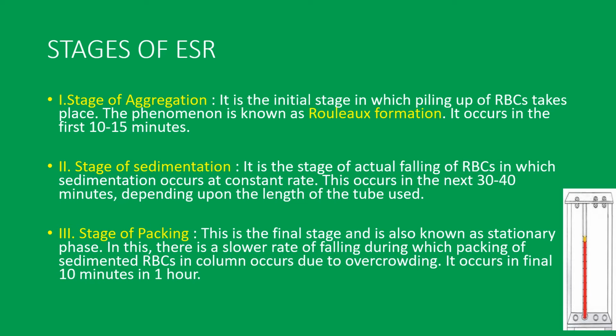The next stage is your stage of sedimentation, the stage of actual falling of RBCs, in which sedimentation occurs at a constant rate. This occurs in the next 30 to 40 minutes, depending upon the length of the tube used. And the last stage is your stage of packing, which is also known as your stationary phase. At this point, there's a slower rate of falling, during which packing of sedimented RBCs in the column occurs due to overcrowding, occurring in the final 10 minutes of the whole procedure.